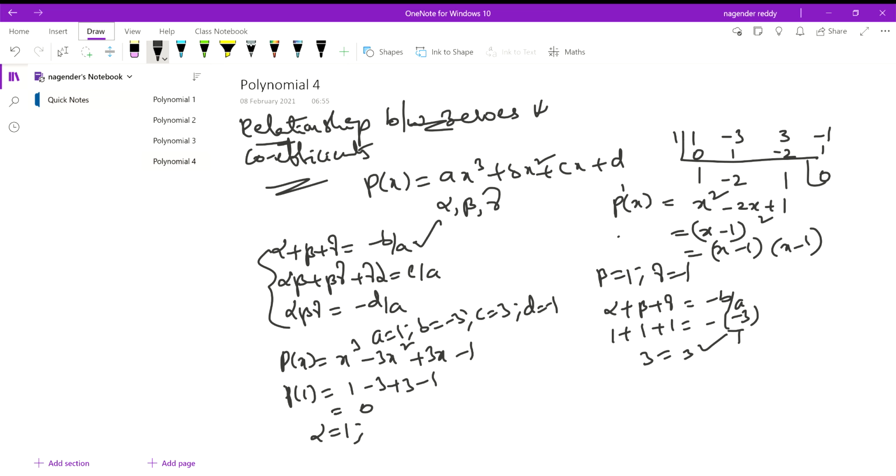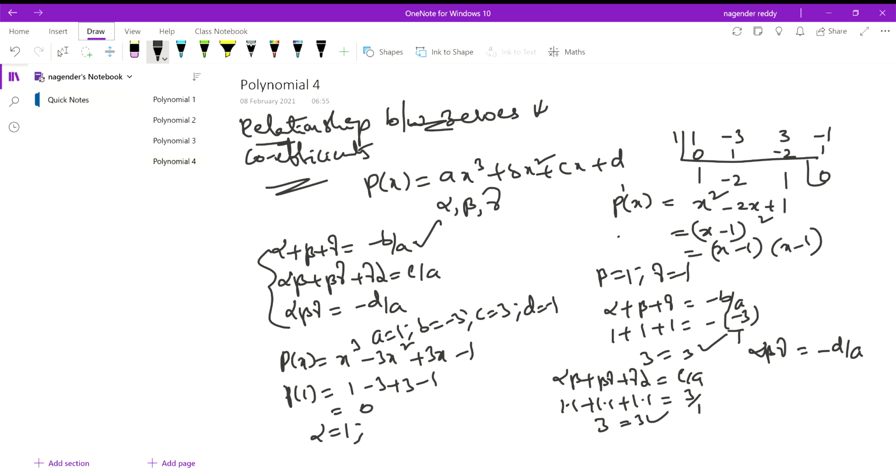Next, alpha beta plus beta gamma plus gamma alpha equals c by a. That is 1 into 1 plus 1 into 1 plus 1 into 1 equals the c value. Here the c value is 3 by the a value 1. Total is 3 here and 3. If you have any confusion here, you can go for 1 cross 1. It's better, no?